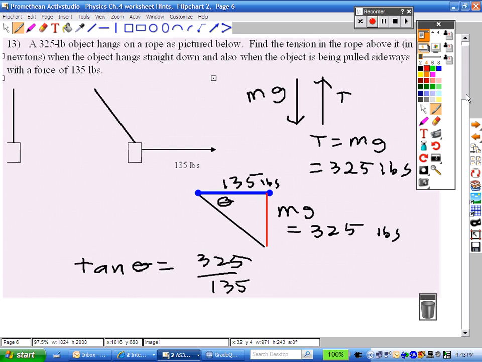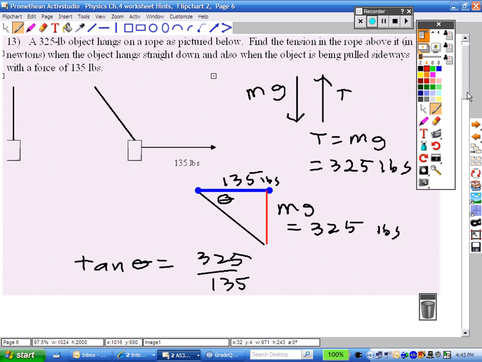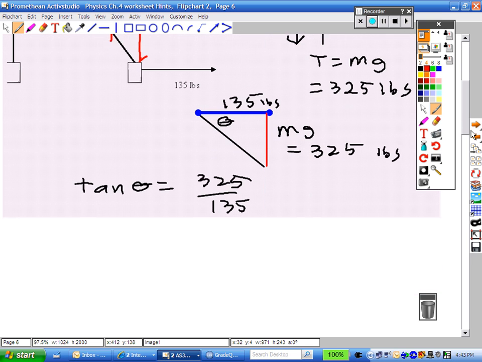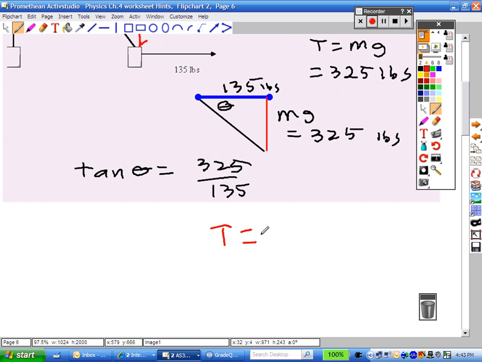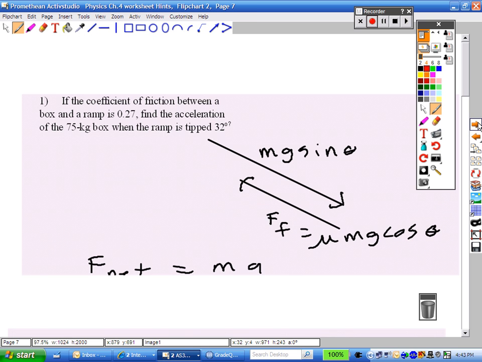13 is kind of a tough one because we don't give you the angle. Notice, gravity pulls straight down. Here is a tension vector, and it is doing two things simultaneously. It is pulling sideways, and it has to pull with 135 pounds, but it has to overcome gravity also. And the force of gravity is 325 pounds. You can find the angle by inverse tangent. After you find the angle, why not use the only special angle tension formula I've given, mg over sine theta?